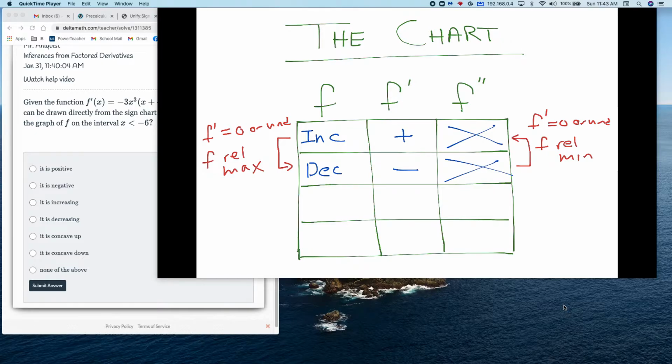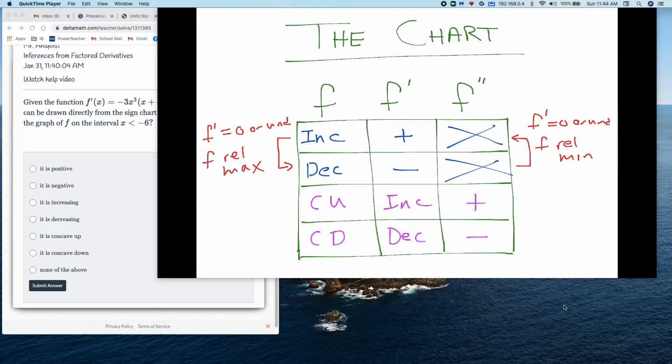Now, when we get to the next part here, if f is concave up, so I didn't write the words concave up in there, but concave up, f prime is increasing and f double prime is positive. When f is concave down, f prime is decreasing and f double prime is negative.